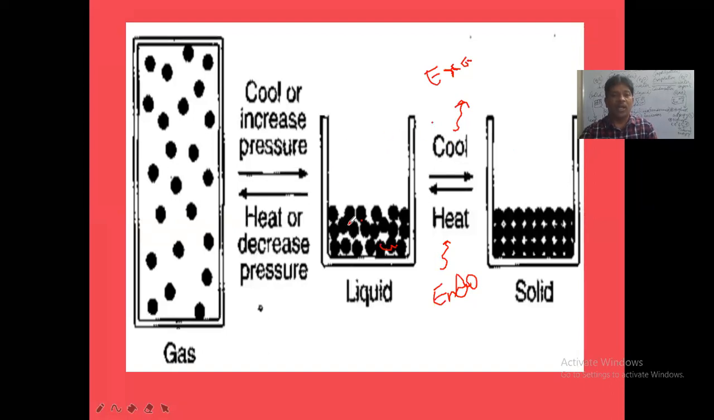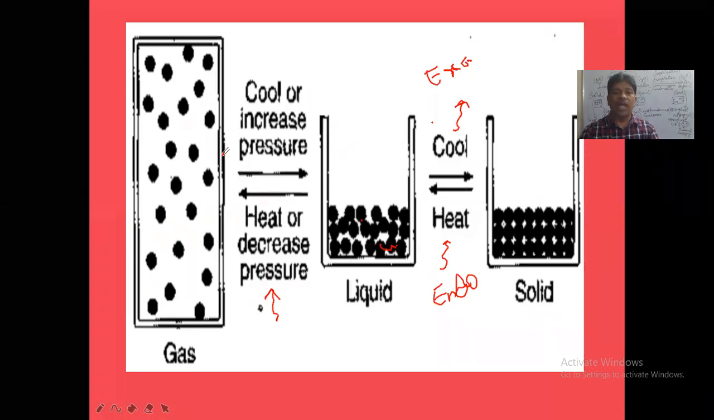Next, when you convert liquid into gas, we are heating. We are heating means what is happening? Heat energy is absorbed here. Energy is absorbed means what again? Endothermic phenomena. Liquid to gas is called what? Evaporation. Evaporation is exo or endo? Endothermic reaction.